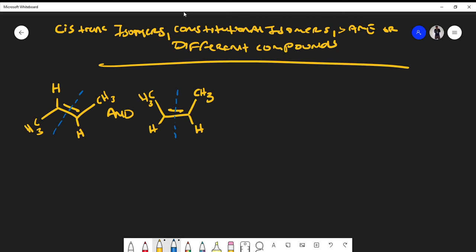Now I'm looking at the R groups. Usually we don't consider hydrogen an R group. In this case, the methyl groups are our R groups. And you could see on this side, when you draw a plane of symmetry down the double bond, the methyl groups are on the same side. Versus on the other side, the methyl groups are on opposite sides across the double bond. And so we say that these are actually cis trans isomers.